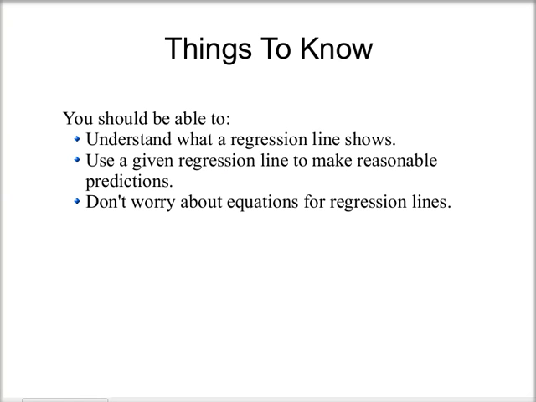So this was a short section, things you should know for this section. You should understand what a regression line shows, which is a straight line relationship between an explanatory variable and a response variable. And then use a given regression line to make reasonable predictions. You don't have to worry about the equations for regression lines that appear in your book.